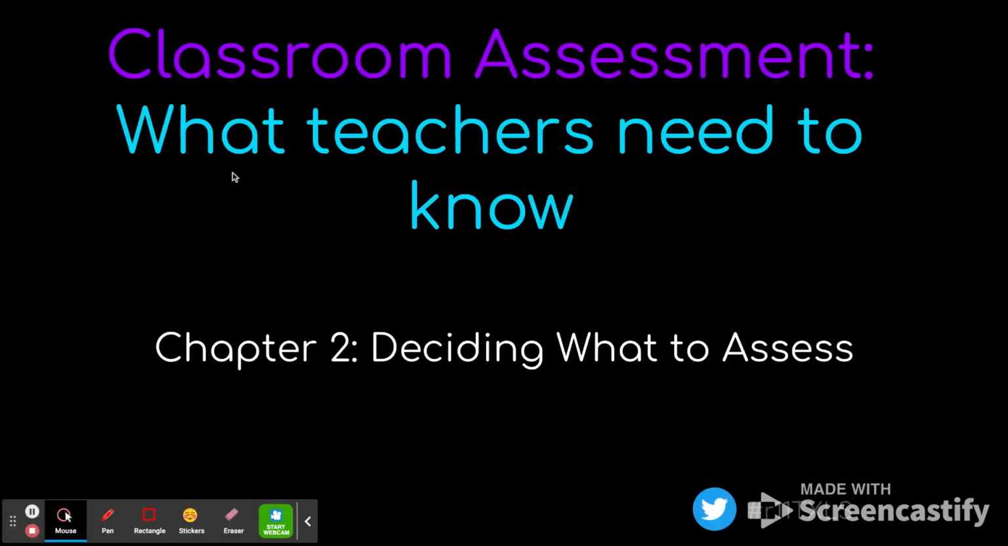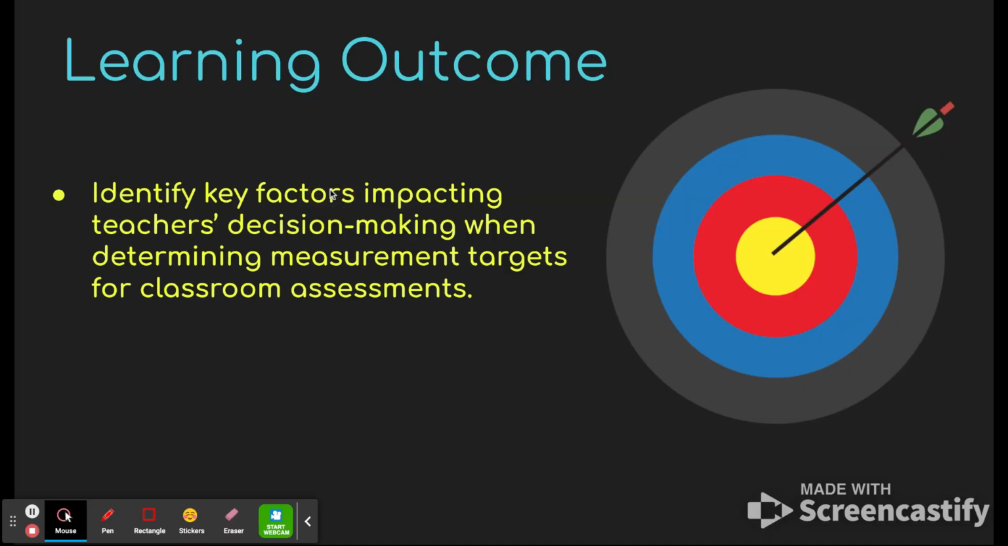Hey everyone, I just wanted to share with you a little bit of additional information about chapter 2. So, this is the second lecture section of that chapter, just to give you some more detailed information that may or may not help you with your discussion question this week, but hopefully it will.